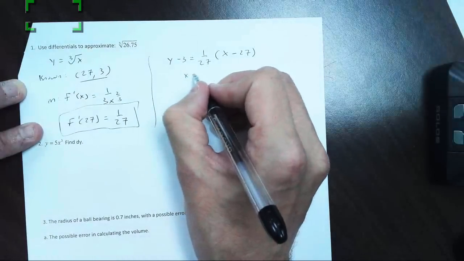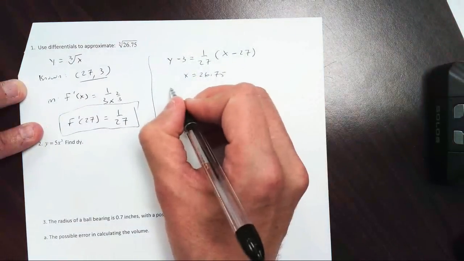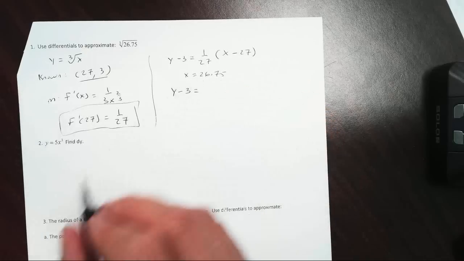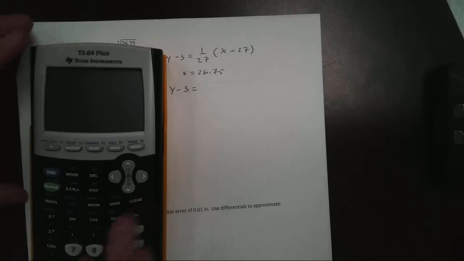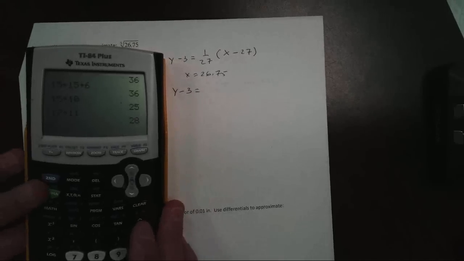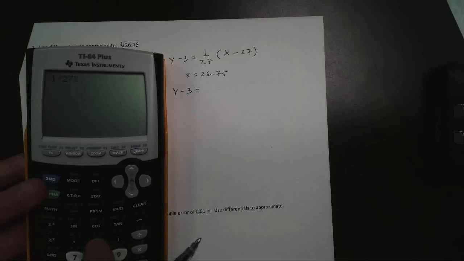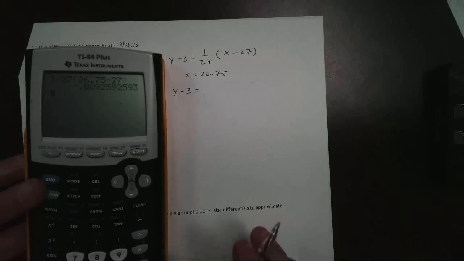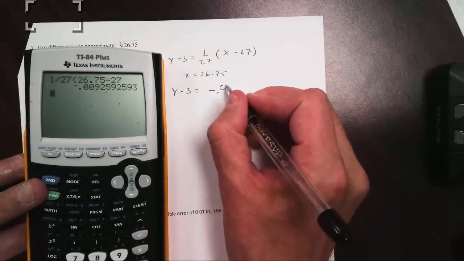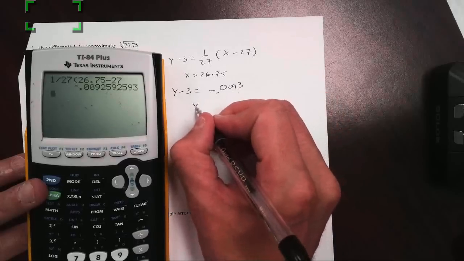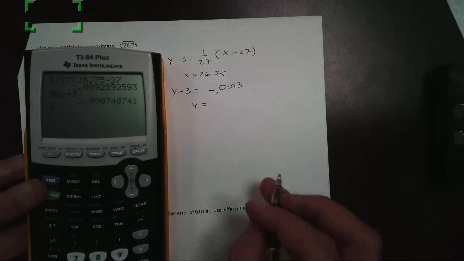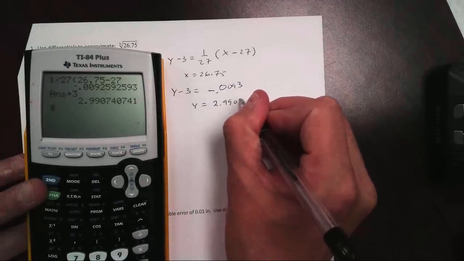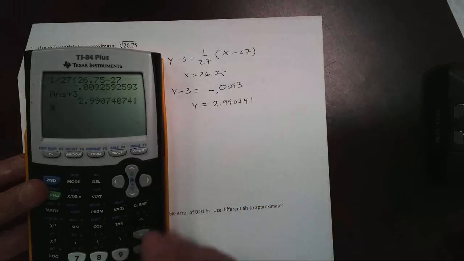And now I'm going to type that my x equals this 26.75. y minus 3 equals, now I'm going to cheat a little bit and use a calculator here. If I just type that in my calculator, I get, whoa, what's that become? Clear it out. 1 divided by 27 times 26.75 minus 27. I get, wow, negative 0.0093. And I can solve for y. So if I add 3 to that, I get, wow, look at that, 2.990741. I'll go a little bit further because watch what the actual value is.